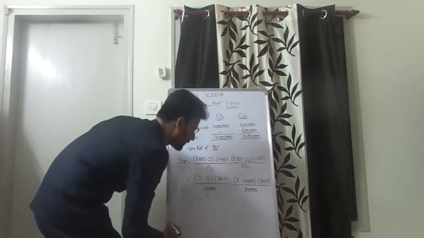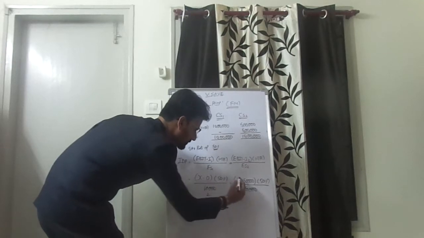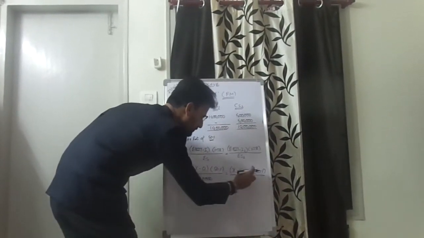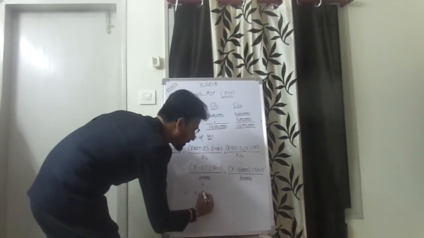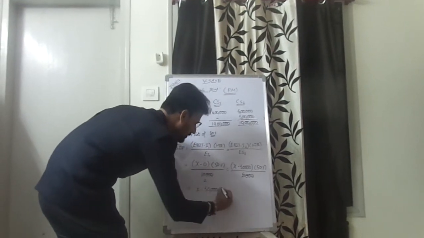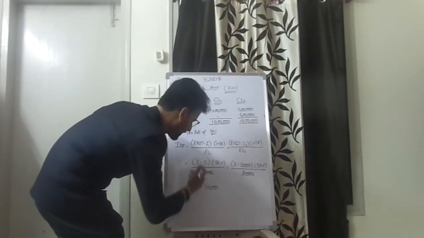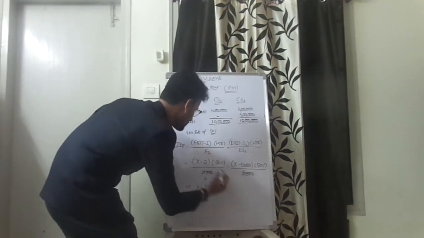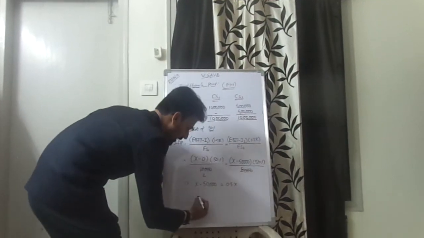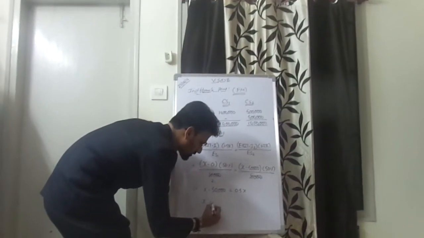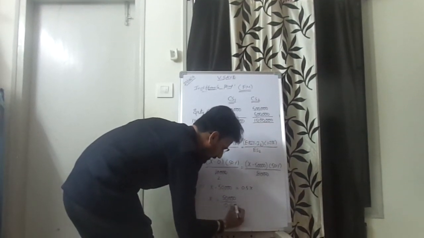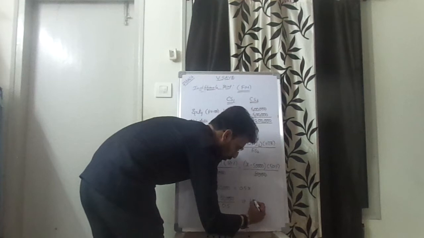Simplifying this formula we'll get X minus 50,000, X minus 50,000 equals to 0.5 X, and X equals to 50,000 by 0.5, which is 1 lakh.